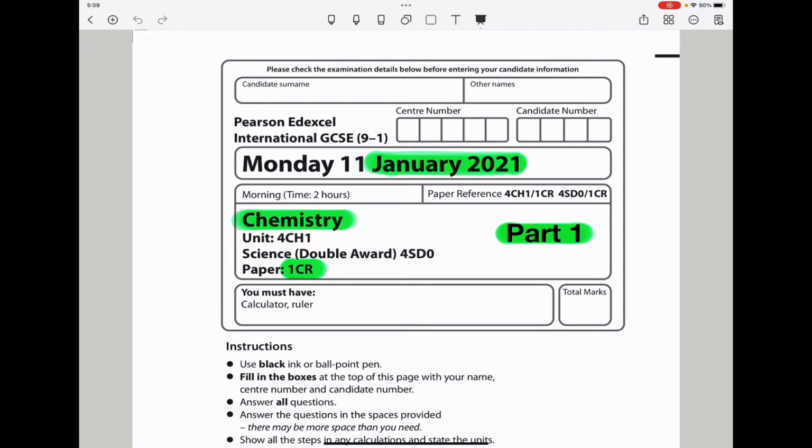Today we are doing the Pearson Edexcel International GCSE Chemistry Paper 1 CR for January 2021. This is the part 1 video. I'll put the link to the part 2 video below in the description box. Let's begin with question 1.